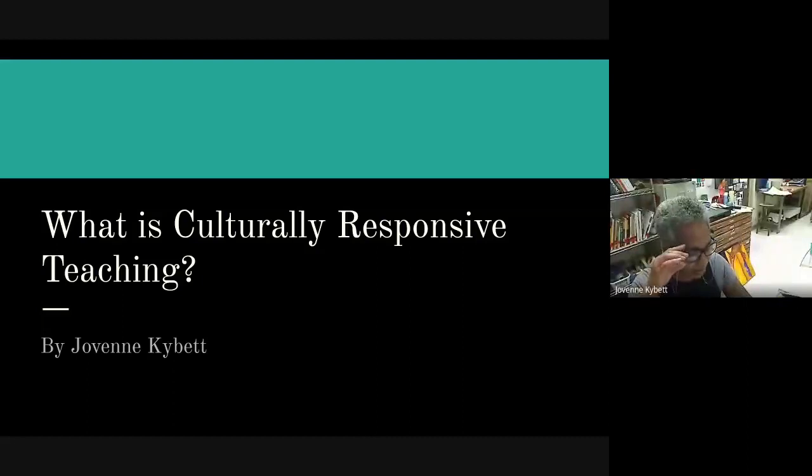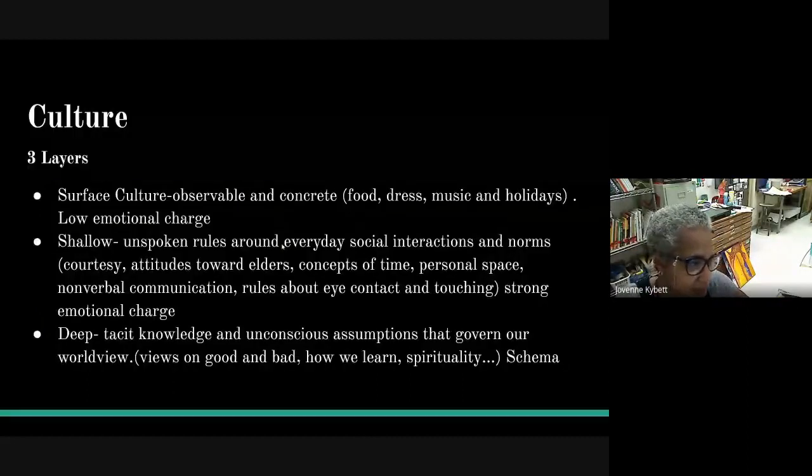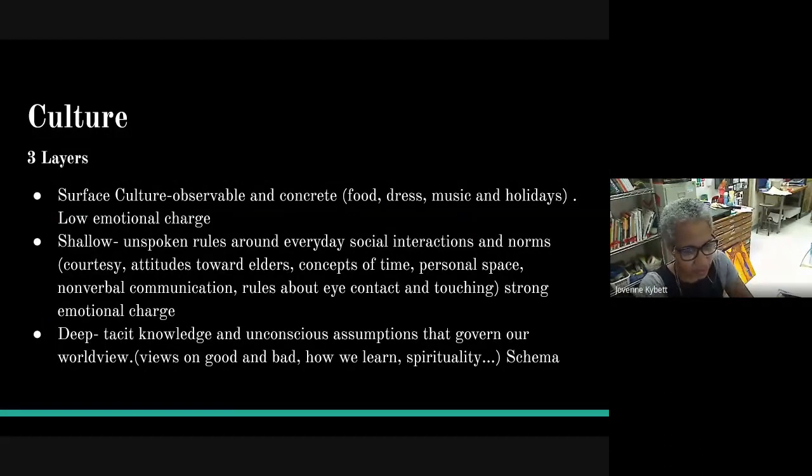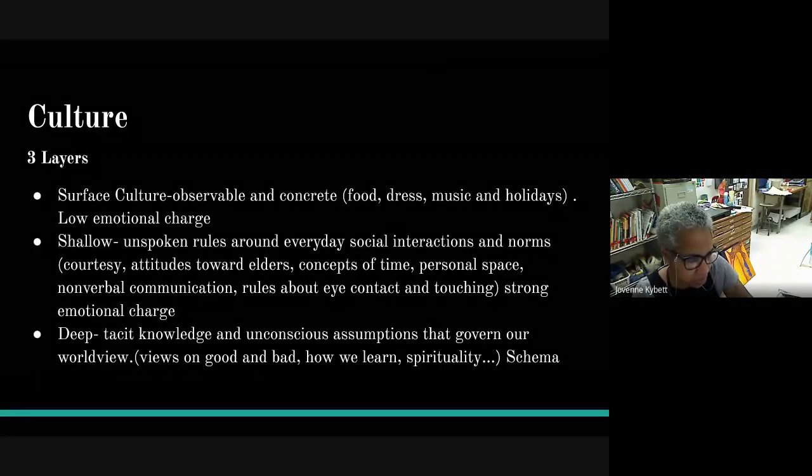Hi everybody. So when we're talking about culturally responsive teaching in the classroom, basically what we're going to be looking at is our understanding of culture. When we read the book, we found out that there are 3 layers of culture. There's your surface layer, which everybody can see, which is the way you dress, the foods that you eat. It's the easy stuff that's right on top. So that's your surface culture.